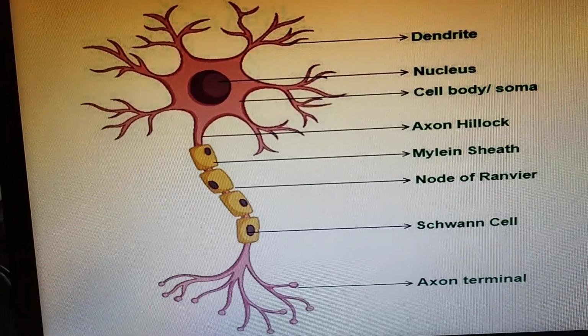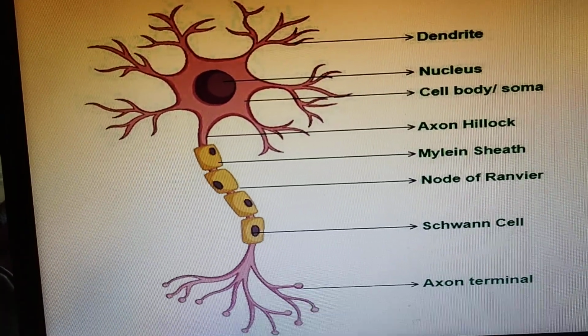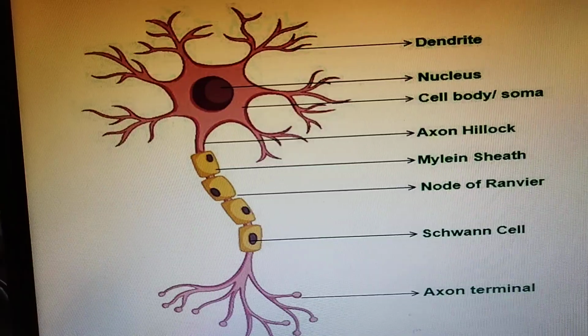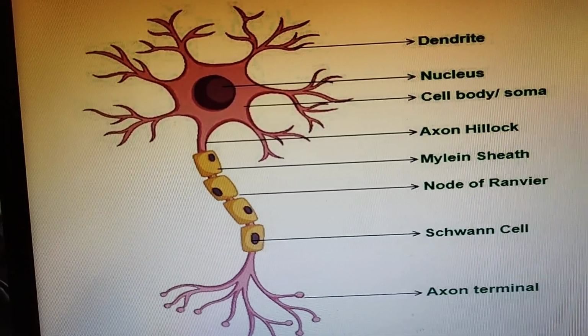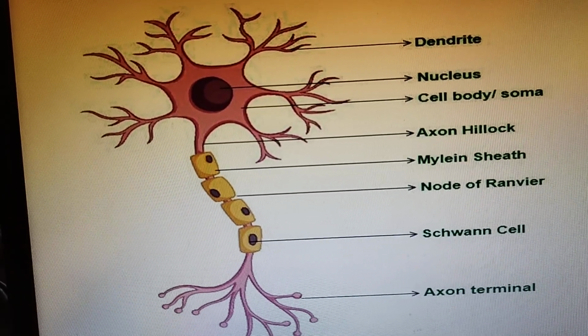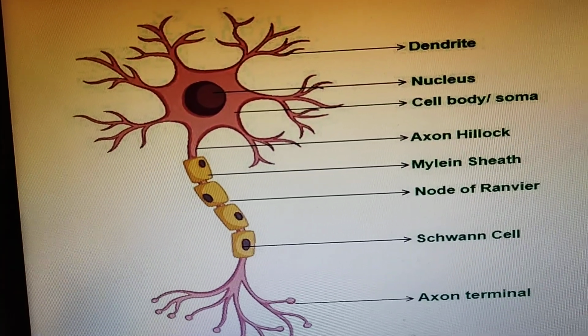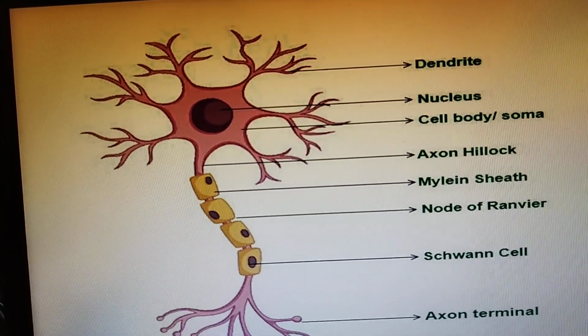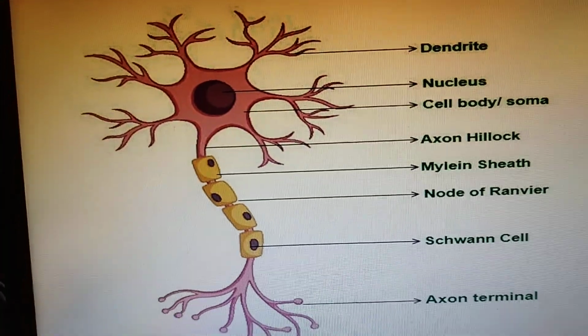move towards the brain. Now this neuron, what is the length of the neuron? A neuron's length may be 90 centimeters or it may be 100 centimeters. Definitely one neuron cannot do the whole function. Definitely there is a joining between the neurons also.